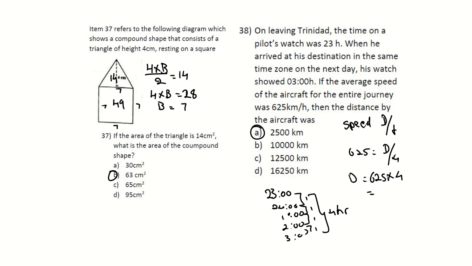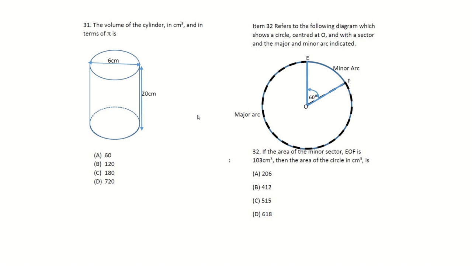Right, and that is the end of May, June 2023. Now we're going to do January 2023, Paper 1, section 4, which is measurement, numbers 31 to 39. The volume of the cylinder. We did this question already, but let's do it.